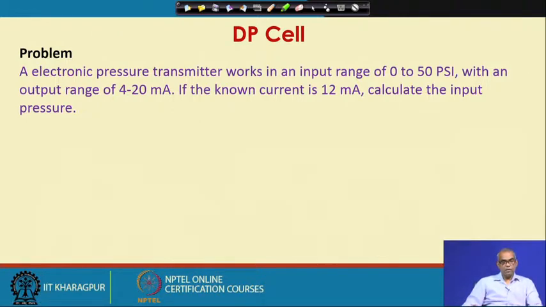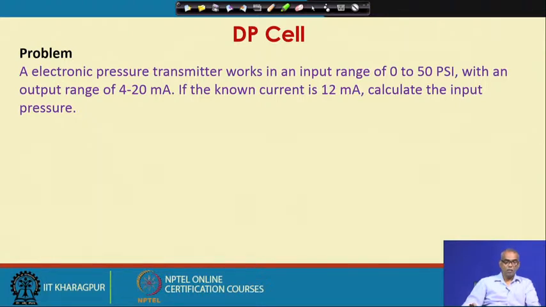Let us take a quick look at a simple numerical problem on DP cell. Our electronic pressure transmitter works in an input range of 0 to 50 psi with an output range of 4 to 20 milliampere. If the known current is 12 milliampere, calculate the input pressure.